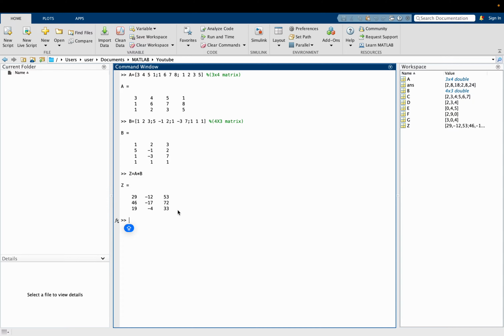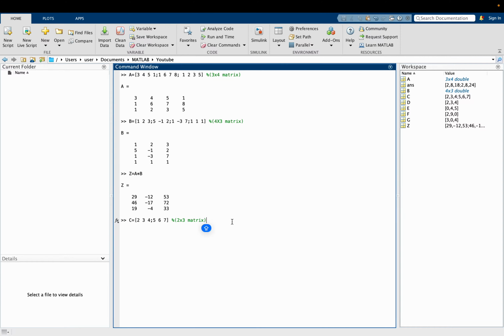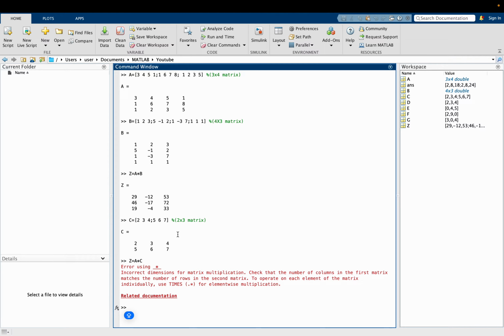So if I have another matrix, say C, which is a 2 by 3, multiplying A by C will be wrong because the number of columns of my first matrix, which is 4, is not equal to the number of rows of my second matrix, which is 2. So if I try to do that in MATLAB, it will slap me with an error saying incorrect dimension for matrix multiplication.